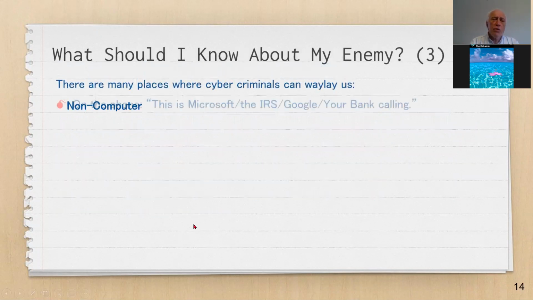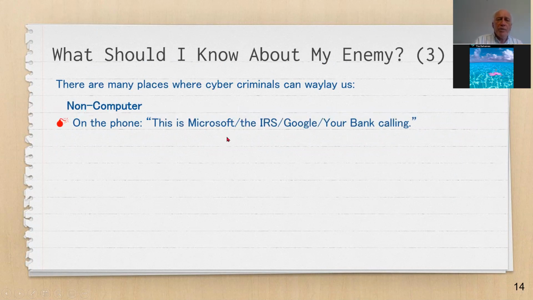So let's talk first of all about where they come after us. The first thing is not the computer directly, it's the phone. Your phone rings and you answer, and they say, now here's an exact story that happened to a friend of mine last year, a retired guy. They said, this is Microsoft calling. We've detected a serious problem on your computer, and there's a Chinese email or something coming in that's going to steal all your money, and we need to take care of this, and we're going to help you. So the Microsoft person said, don't worry, I've got Visa on the line, because you have a Visa card, and we're going to sort this out for you.